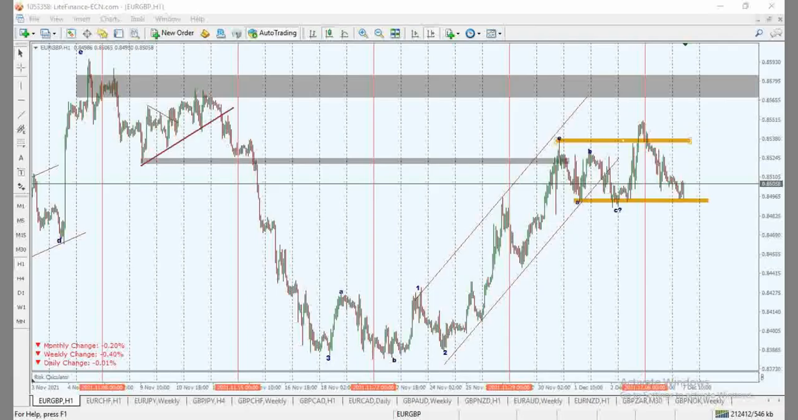For the possibility of an irregular flat, we could have that irregular flat respect the previous A leg territory, which is here, and we could also have the next push to the upside. So there could also be that possibility.